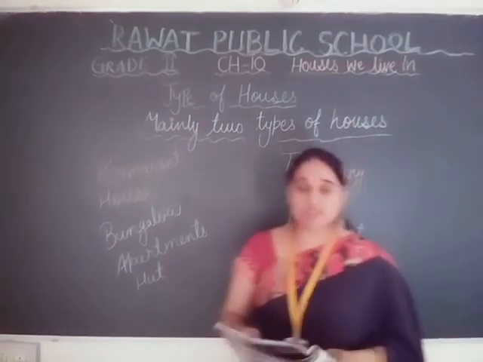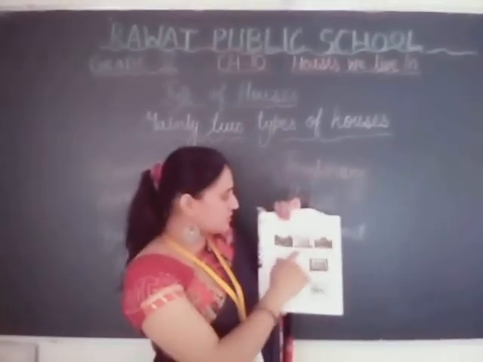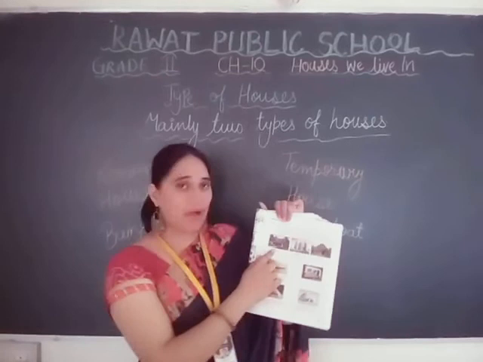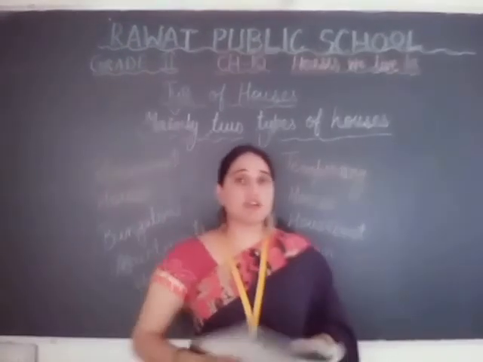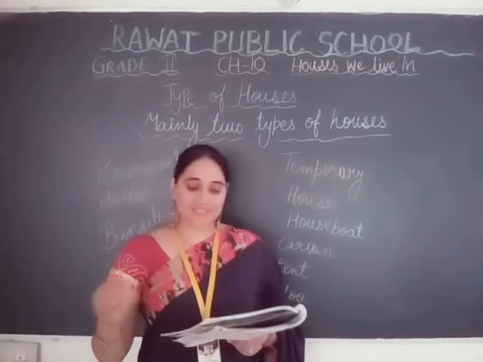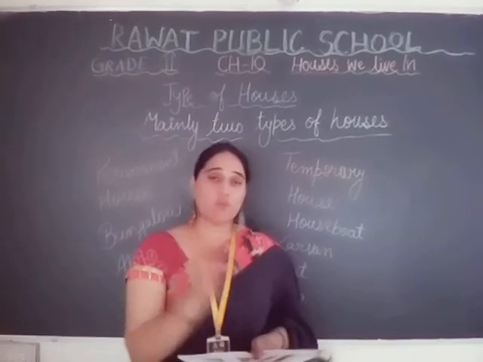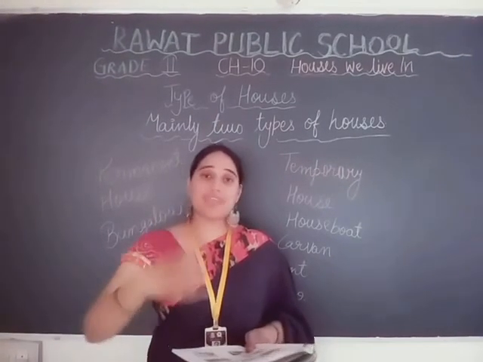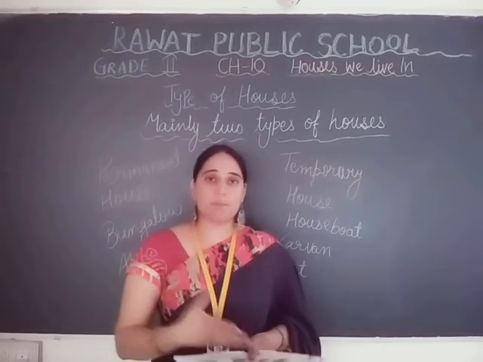Now we talk about temporary houses. As you can see, the three examples of permanent houses are a bungalow, an apartment, and a hut. Temporary houses are those that can be moved. These kinds of houses can move from one place to another. You can take your house with you if you want to change your place.